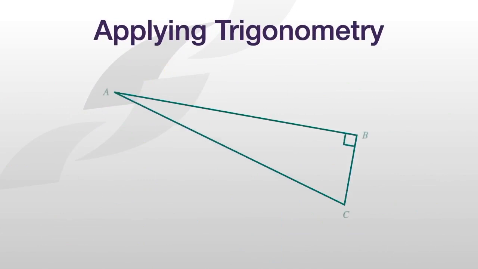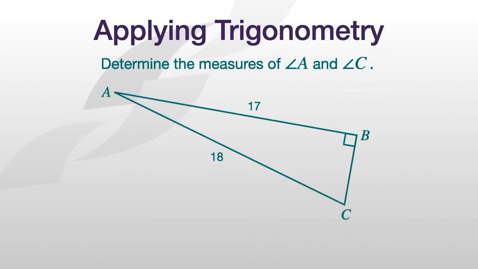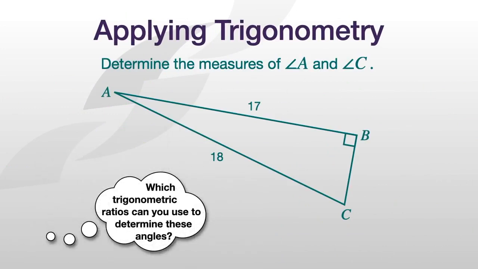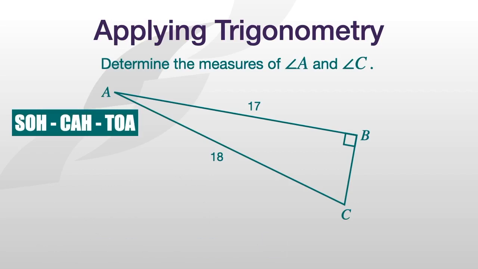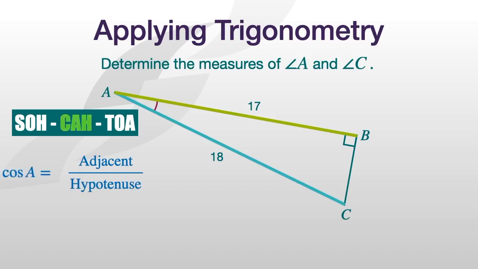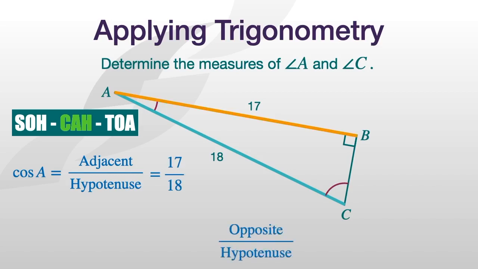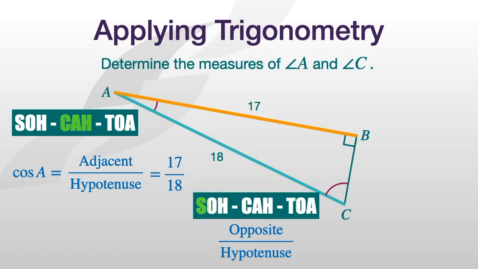Our next problem involves determining missing angles in a right triangle. How can trigonometry help us figure out these angles? Using SOHCAHTOA with angle A, the two given sides are the adjacent side and the hypotenuse. So we need to use cosine, and this ratio is 17/18. For angle C, we still have the hypotenuse, but the other side is opposite. So we need to use sine, and the ratio is also 17/18.